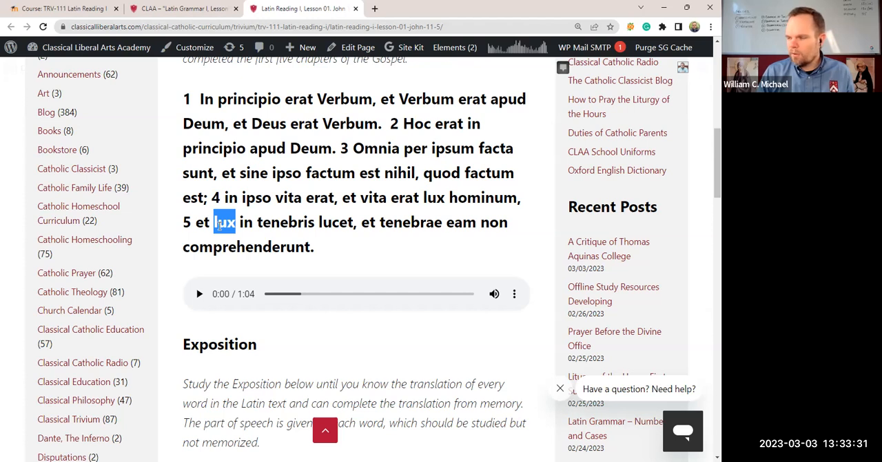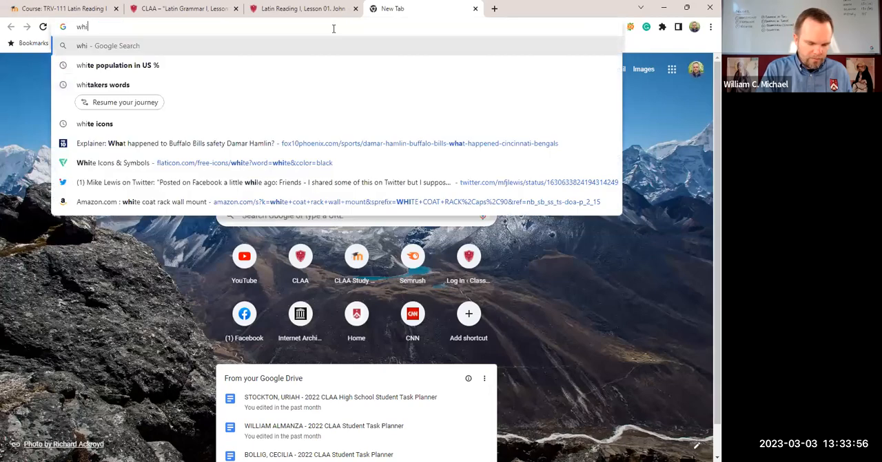So if we were to look lux up in a Latin dictionary, because the dictionary will tell you the gender, what gender would lux be? Does anybody know what gender lux is? Don't guess. I asked, does anybody know what gender lux is? Does anybody know? Nope, not masculine. Let's look it up real quick.